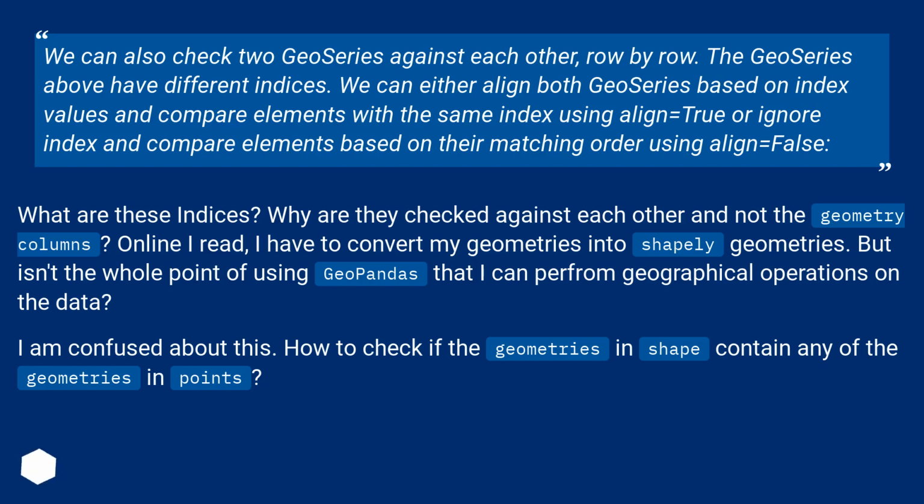What are these indices? Why are they checked against each other and not the geometry columns? Online I read, I have to convert my geometries into shapely geometries. But isn't the whole point of using geopandas that I can perform geographical operations on the data? I am confused about this. How to check if the geometries in shape contain any of the geometries in points?